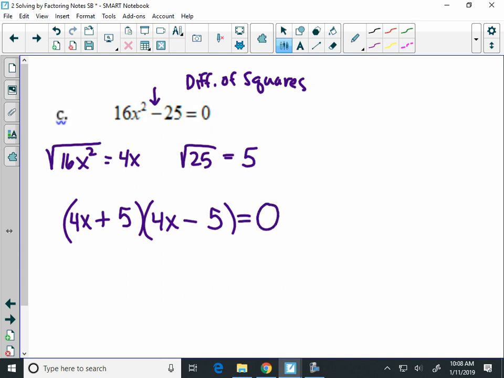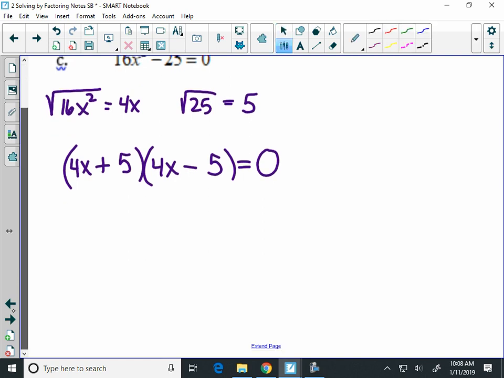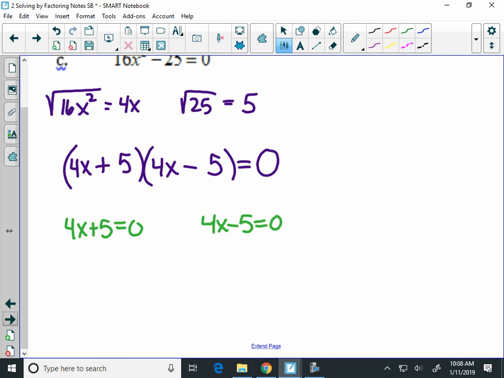Again, we're solving, and this equation from the beginning has been set equal to 0, so we need to set the factor form equal to 0. Now we need to find our 2 values of x that make this equation true. So we're going to set the first factor equal to 0, and the second factor equal to 0. When I solve the left one, I have to start by subtracting 5. I get 4x equals negative 5, and then divide by 4.